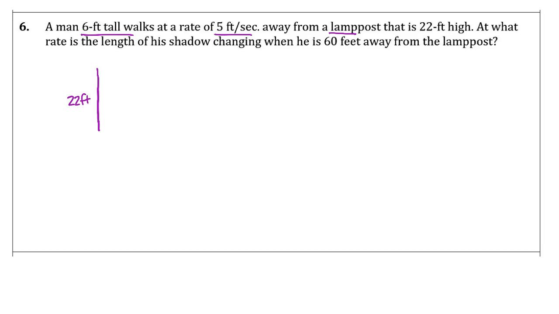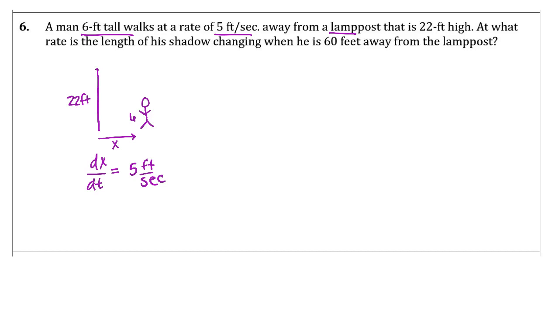And let's see, so we're going to put that 6 foot tall guy somewhere about in here. And he's a really tall guy there. And we know he's walking away from that lamp post at a rate of 5 feet per second. So I'm going to call this part x. So his rate, dx/dt, is going to be 5 feet per second. And we know he is 6 foot tall. And so at what rate is the length of his shadow changing when he is 60 feet from the lamppost?